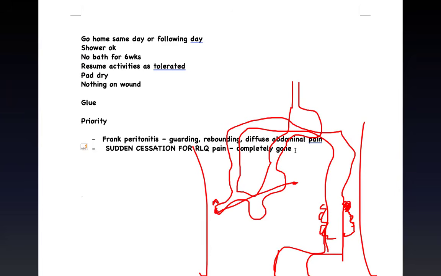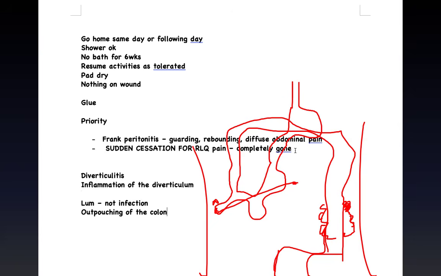So diverticulitis is just the inflammation of the diverticulum. But the diverticulum is not an infection. It's just the outpouching of the colon. In order to prevent that: fiber diet, hydration, avoid straining, and exercise.